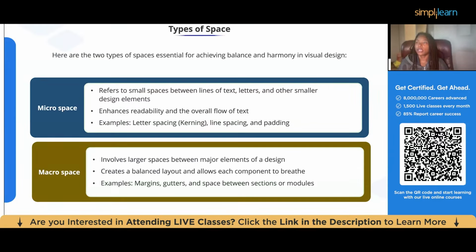Then you have to get into macrospace, which is of course more space. It involves larger spaces between major elements of design. It creates a balanced layout and allows each component to breathe. Some examples of macrospace are margins, gutters, and then the space in between sections or modules.